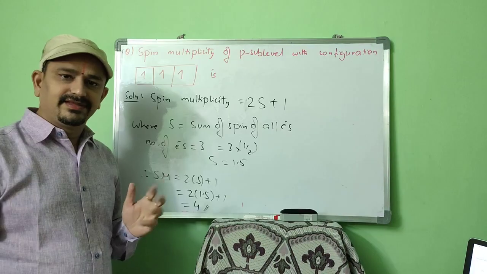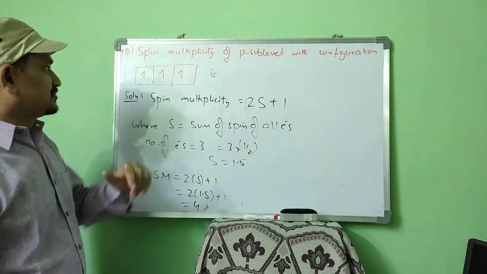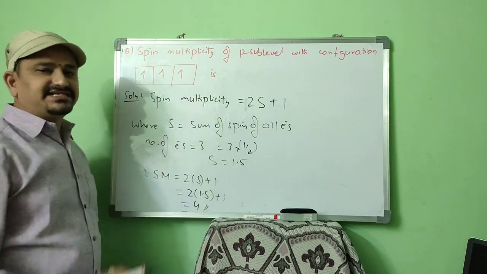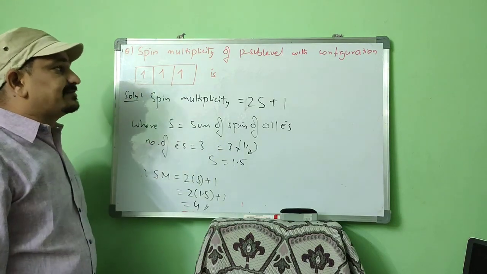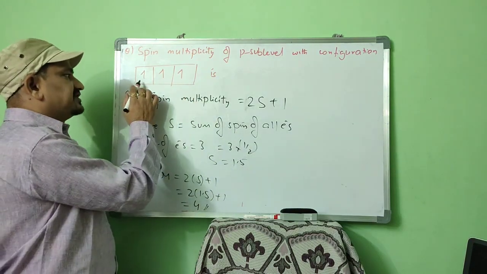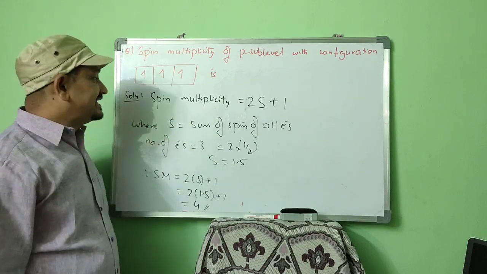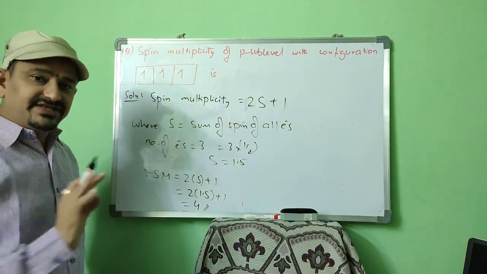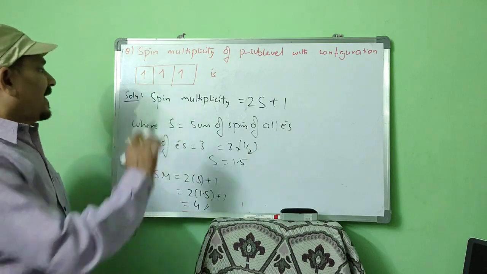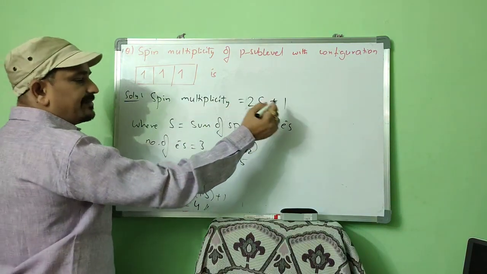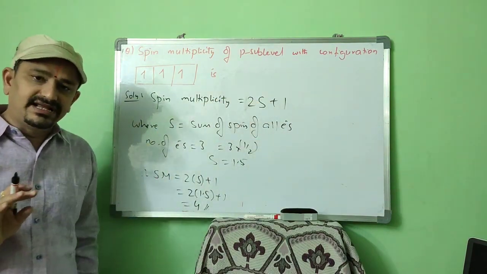Yes, right? So this is our next question. It is about spin multiplicity. Spin multiplicity of p sub shell or p sub level with configuration of 3 unpaired electrons. Whenever this sort of question is given, spin multiplicity means 2 into capital S plus 1.